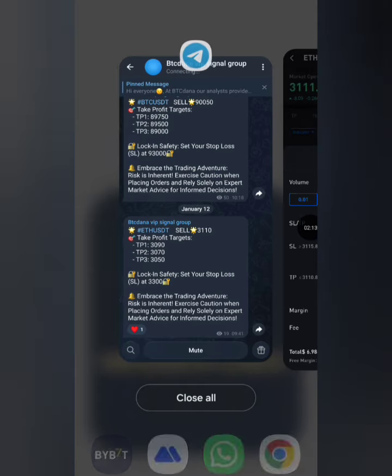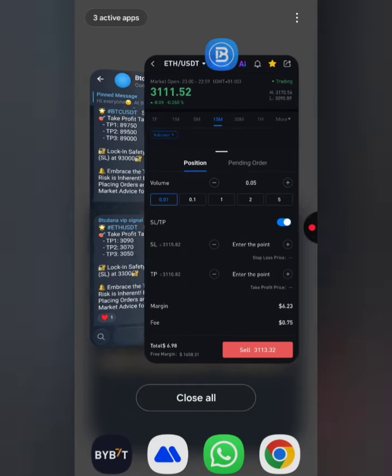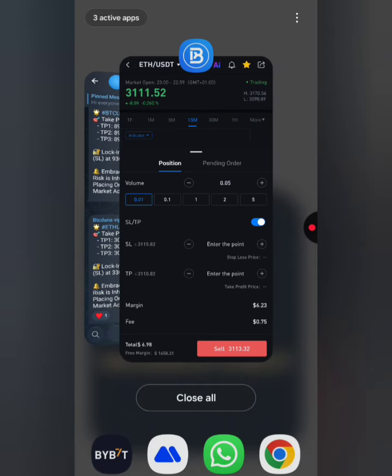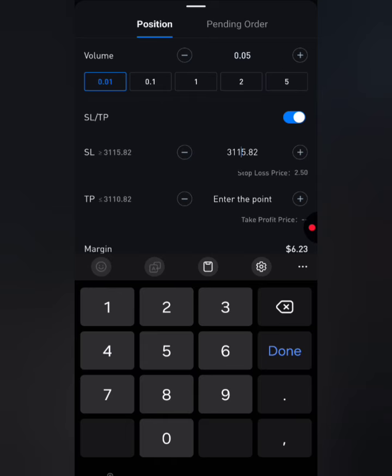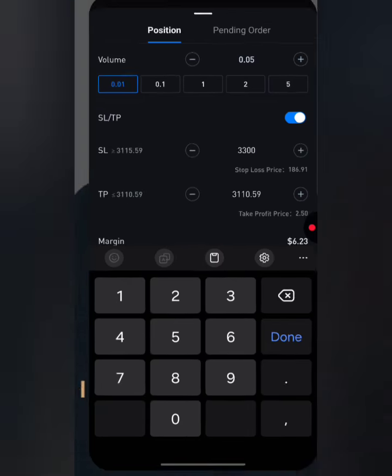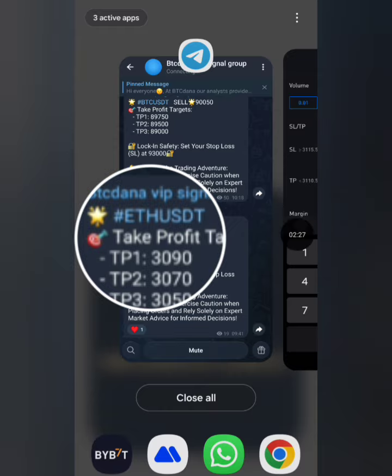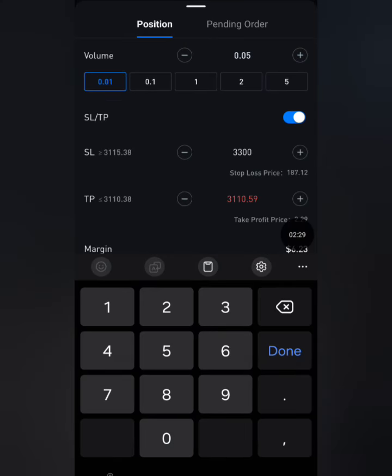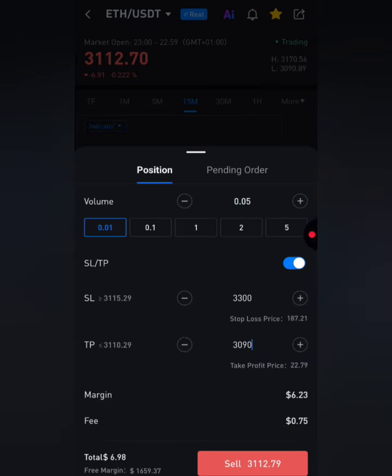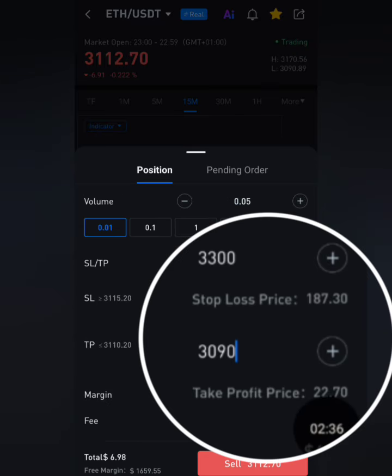So to do that, according to the signal right here, it says we should set our stop loss to 33,000. Okay, so I'm going to set it right here. Then I'm going to set my take profit to the first take profit right here, which is the TP1 at 3090, okay? So we have 3090 right here. So this is actually telling me that the profit I'm going to be making, if it actually hits this price, is about $22, okay? So I'm actually okay with this.